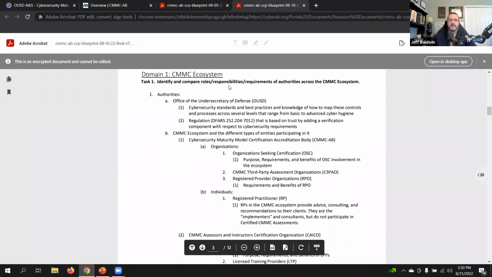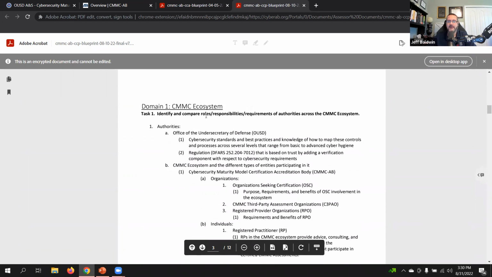5% for ecosystem is pretty easy. This is just understanding. Every domain has a task under it, at least one task, but this one only has one. Other domains have more tasks. But you're identifying and comparing the roles and responsibilities and requirements of authorities across the ecosystem. The first authority is OUSD Acquisition and Sustainment, A&S.